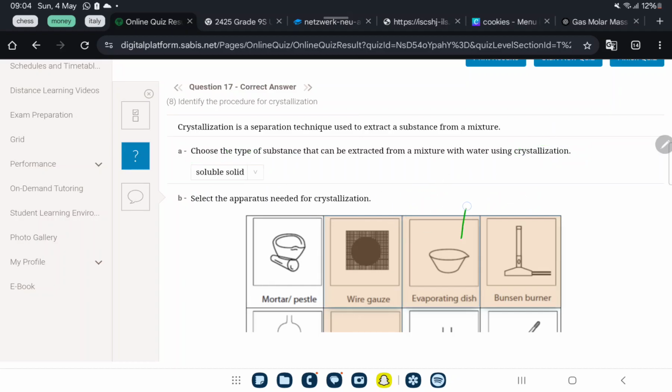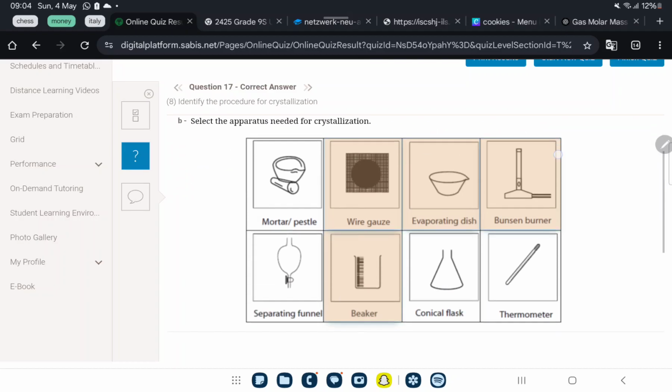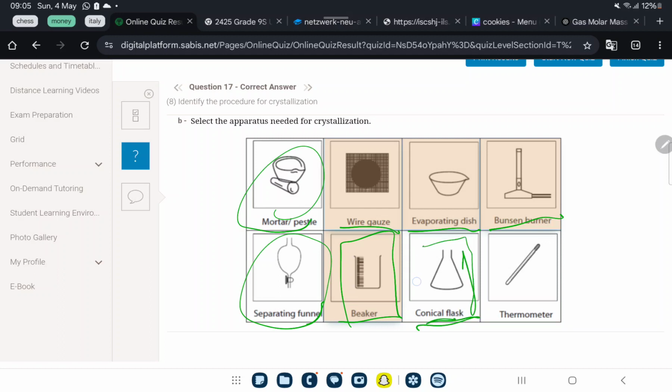Then part 2 B. Select the apparatus needed for crystallization. Memorize it. Bunsen burner, evaporation dish, wire gauze, and beaker. Why would you need a mortar and pestle? Or a separating funnel? Or a conical flask? Are you going to prepare a solution in it? Thermometer, you don't really need it either, so it's just Bunsen burner, evaporating dish, wire gauze, and beaker.